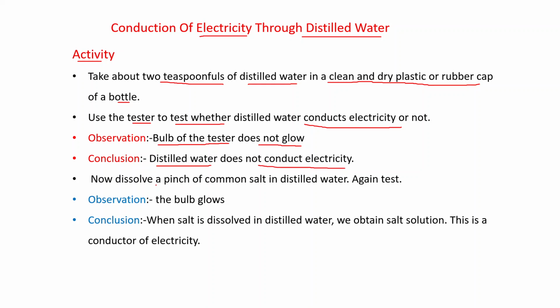Now dissolve a pinch of common salt in the distilled water. Now again test with the help of the tester. We will see that the bulb glows. It means when salt is dissolved in distilled water, we obtain a salt solution, and this is a conductor of electricity. Clear?